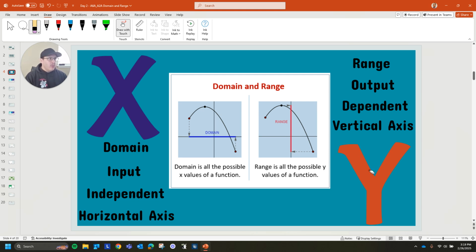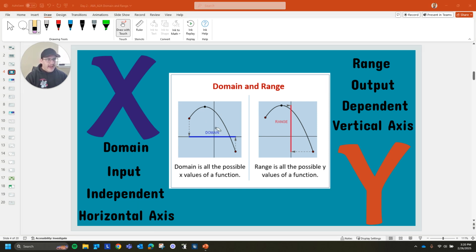On the other end, you have y values. The range can also be called the y values, the output, the dependent variables, because typically y is dependent on x when we're talking about equations or relations. Vertical axis, which is the y-axis, is where you will also find all the y values on a graph. So all these different names all mean the same thing. I'm asking you to find the y values of a certain problem. So again, domain is all the possible x values of a function, whereas range is all the possible y values of a function.